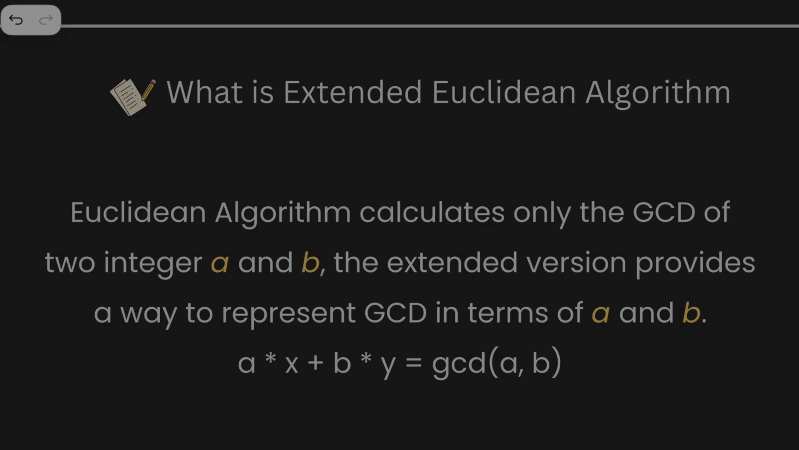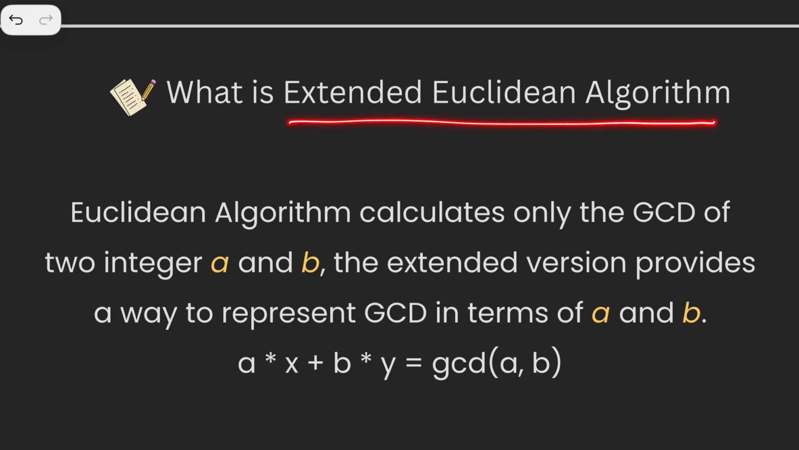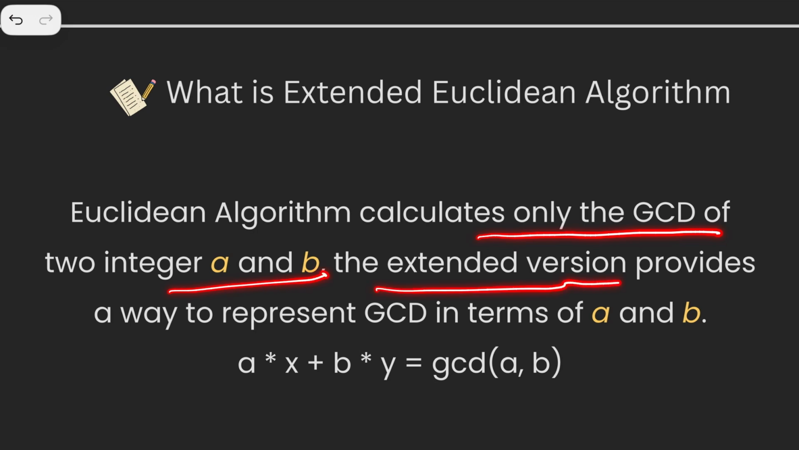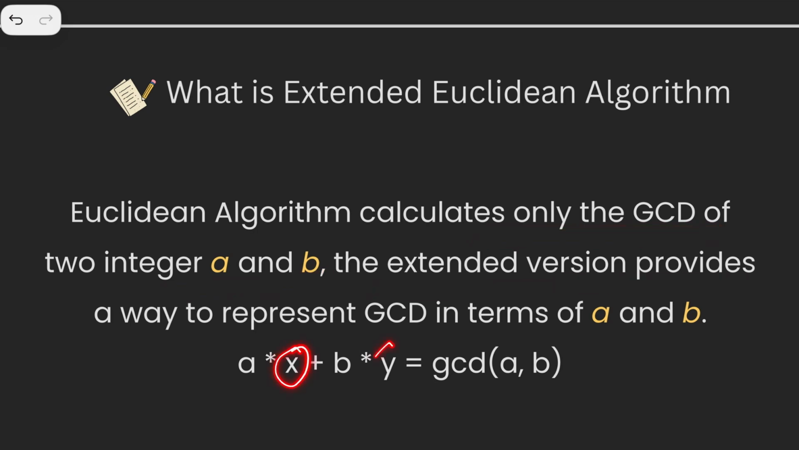So let's get started. Let's try to understand what is extended Euclidean algorithm. In a normal Euclidean algorithm, first of all, if you haven't gone through my video of normal Euclidean algorithm, I will put that into the cards. Please watch that first. In a normal Euclidean algorithm, we only calculate GCD of two integers a and b. But in extended version, we compute x and y to satisfy this equation. So in normal Euclidean algorithm, we only compute GCD. But in extended version of Euclidean algorithm, we compute three things. We compute x, we compute y, we also compute GCD of a comma b.